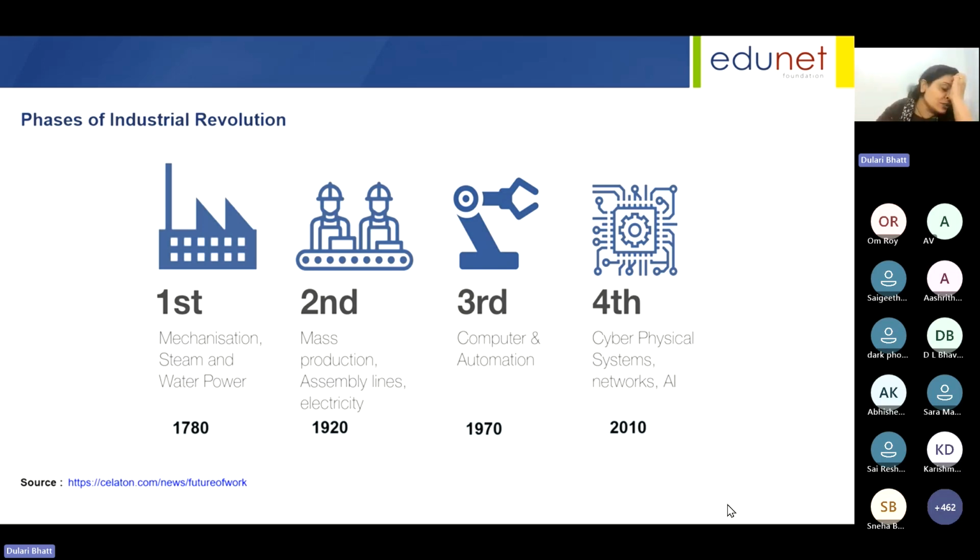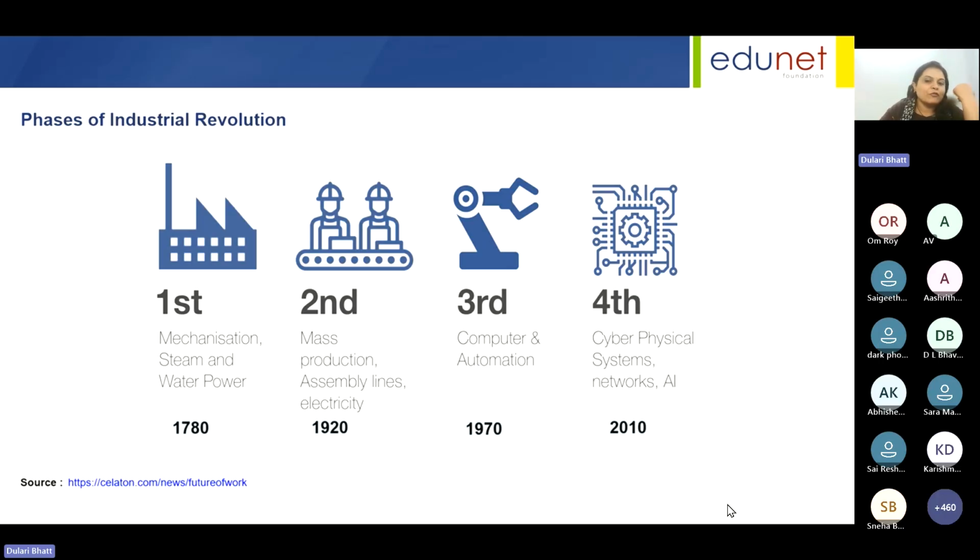When was the third industrial revolution? By computer and automation, right? The rise of the computer was in Industry 3.0, when database collection was happening. People started using the computer for various reasons. So that was Industrial Revolution 3.0.